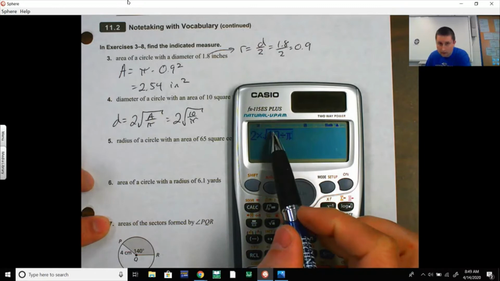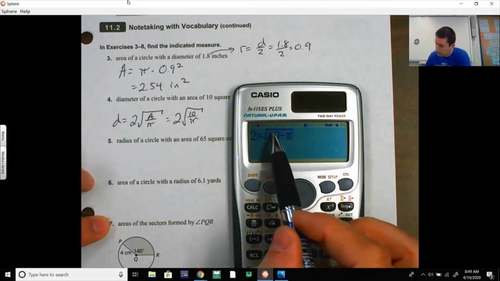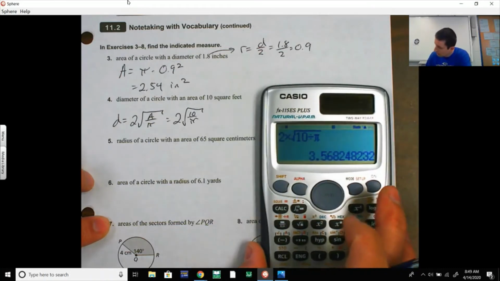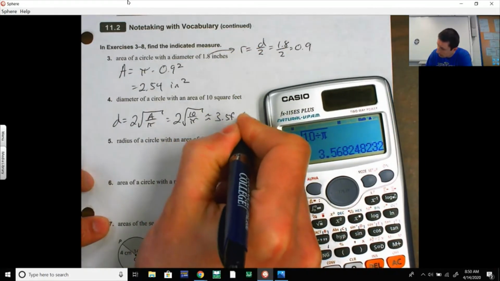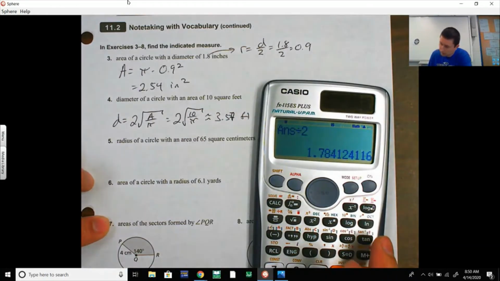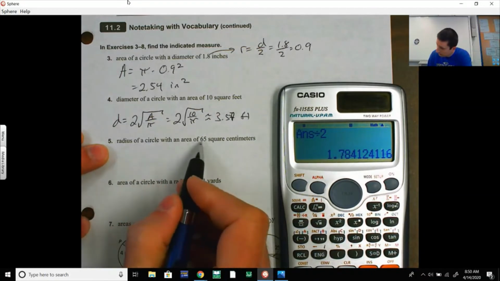Now notice how this goes all the way over. So that means 10 divided by pi is entirely inside the square root. You may want to put parentheses around that to be safe. So it would be about 3.57 feet. If you want the radius, just cut that in half. There's your radius.